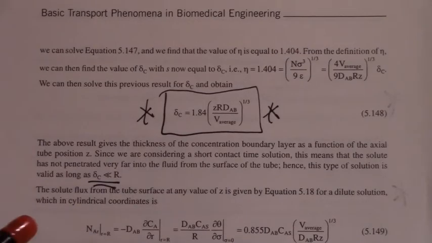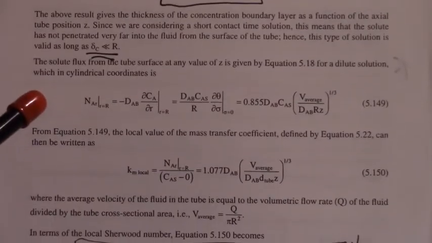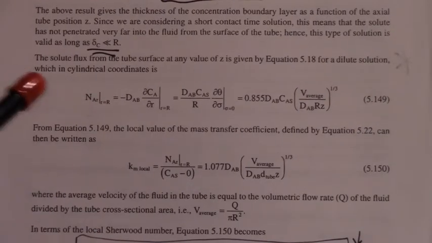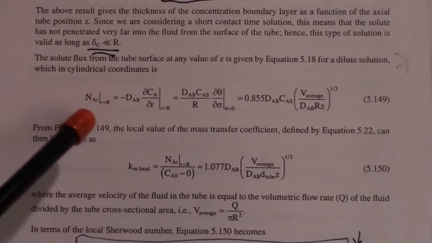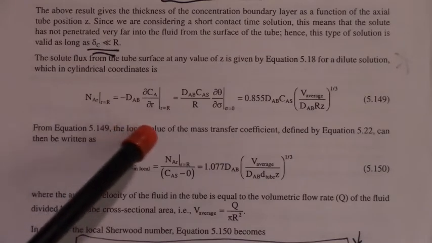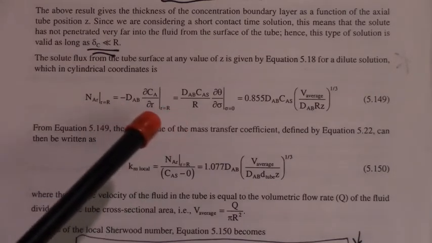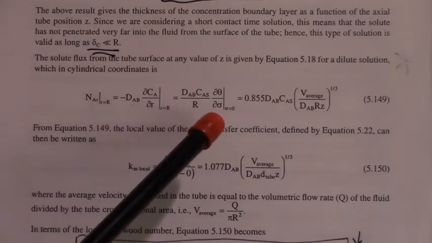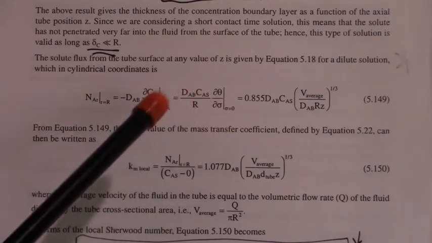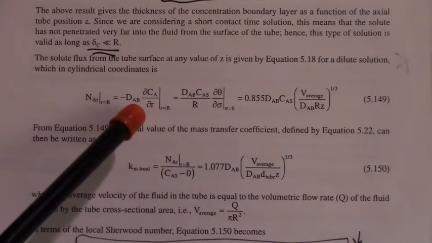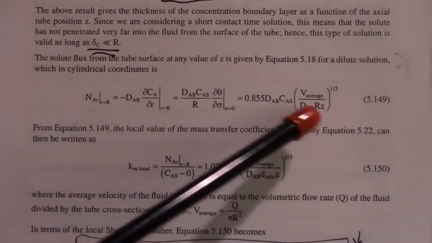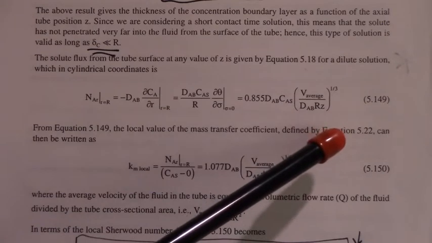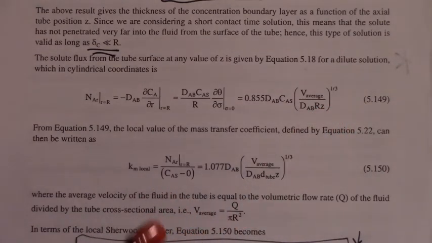Also, what we can do is get a mass transfer coefficient for this situation of the short contact time, and we start with the flux term right here. The flux in the R direction at the surface of the tube, R equal to capital R, by Fick's first law, is given by this expression. And in the previous math that was developed, we were able to calculate what the concentration gradient is. So when you crank that all out, you end up with equation 149, which tells you what the flux is.